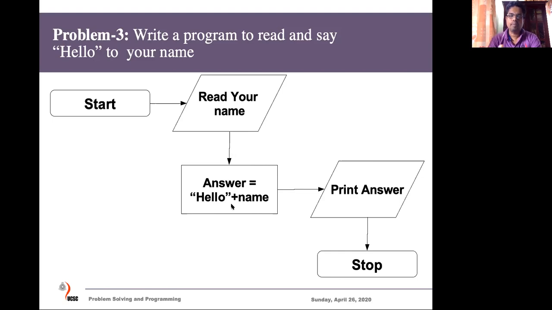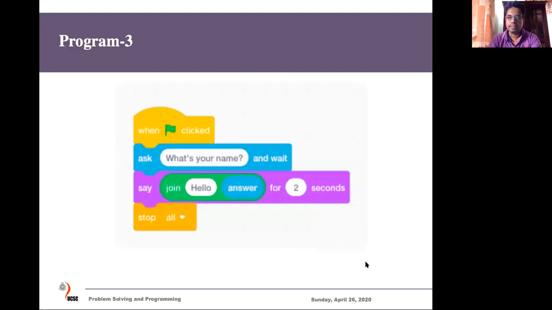The problem we're going to solve is write a program to read a name and say hello. The algorithm for that is start, read the name, add hello, print it, stop. So in Scratch, how do we do that? We say start after clicking this flag, and then read your name. And then I add hello to the name using an instruction called join. And that will be passed to say. And stop. So this is processing.